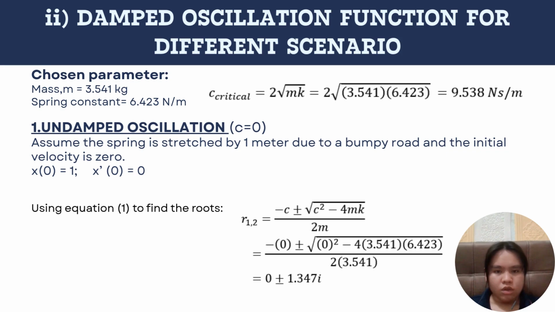The first scenario is undamped oscillation, where c will be equal to 0. We assume the spring is displaced by 1 meter due to a bumpy road, and the initial velocity is 0. Using the equation to find the roots, we got r1 and r2 equal to 0 plus or minus 1.347i, where i stands for the imaginary number.